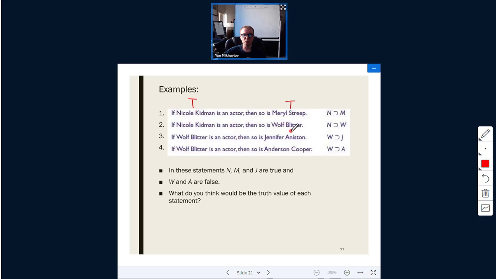How about Wolf Blitzer? Do you guys even know who Wolf Blitzer is? I was a little bit surprised that so many students don't know Wolf Blitzer. I guess you don't watch CNN much. Not an actor. CNN presenter. One of those on-the-air guys who talks about elections and stuff. So that would be false, right?